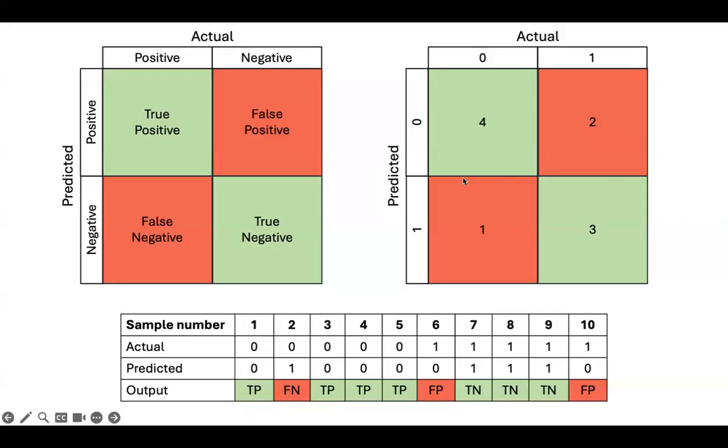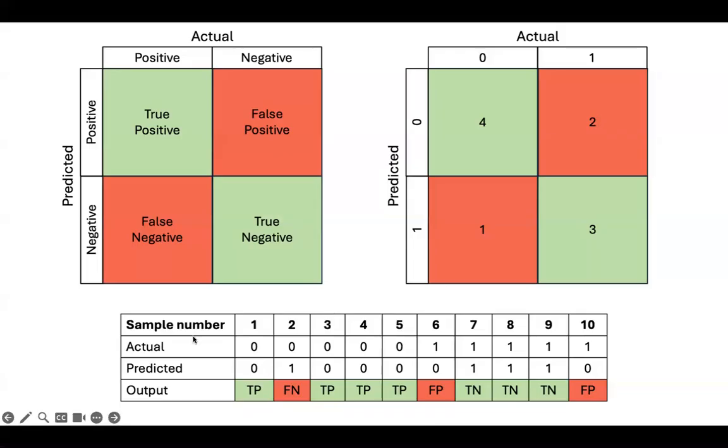So this figure on the right here is a representation of what you might see from a confusion matrix, showing that 4 data points were correctly sorted into group 0. 1 data point was incorrectly sorted into group 1 when it was actually 0. 2 data points were incorrectly predicted as group 0 when they are actually group 1. And 3 data points were correctly predicted to be in group 1 when they were actually in group 1.